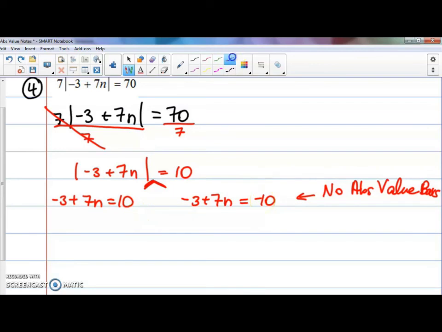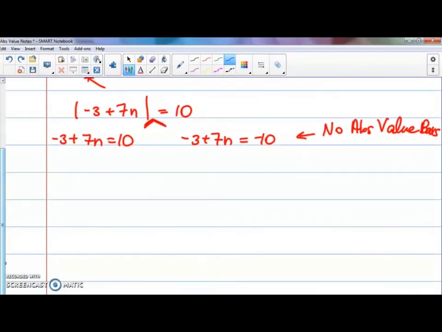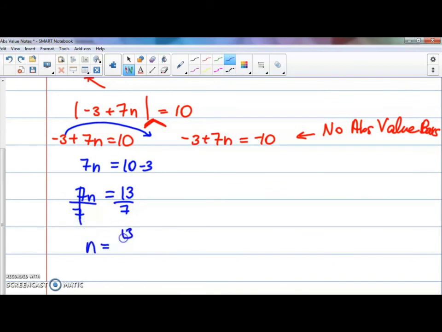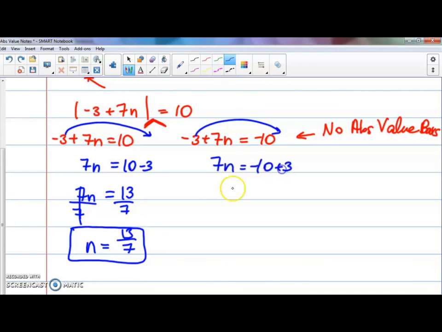Now at this step, you just solve for n. So we're going to transpose our negative 3 and make it a plus, so 7n equals 10 plus 3. 10 plus 3 gives me 13, and divide both sides by 7. 13 over 7 doesn't reduce, so we just leave that as a fraction, so n equals 13 over 7. Alright, and now the second one has the exact same steps. Transpose our negative 3, we'll make it a plus 3. Negative 10 plus 3 gives me negative 7, so 7n equals negative 7. Divide both sides by 7, and n equals negative 1.